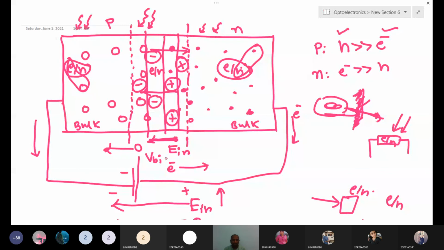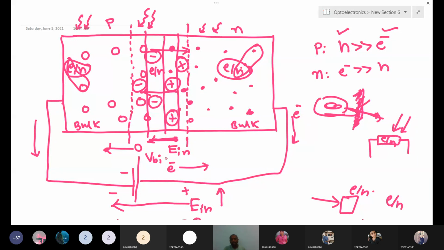That's why the active area of a detector is only the depletion region. Only the depletion region is useful for detecting light. After that, using this internal electric field, we separate the electron holes, and using metal contacts, we collect them, and with the help of an ammeter, we measure how much current is flowing in the circuit. This is the simple working of this photodiode.